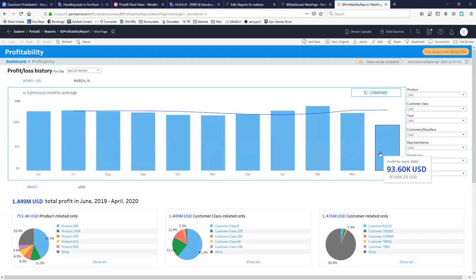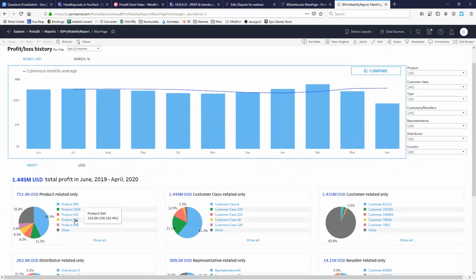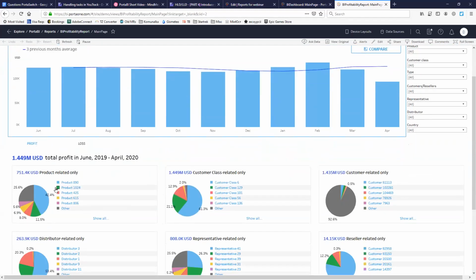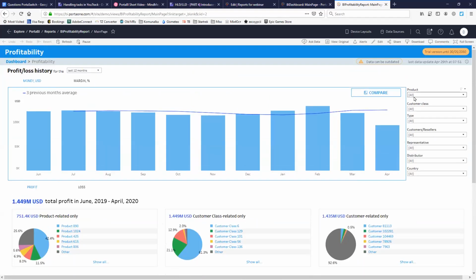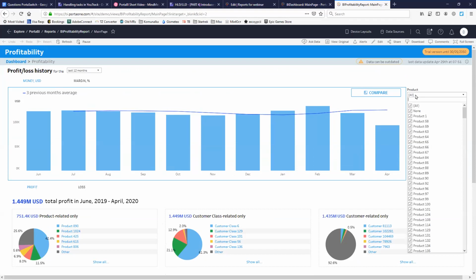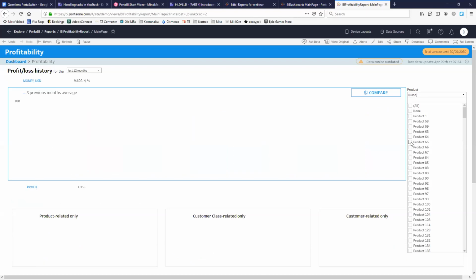So it shows you the profit as amount, and we can see how much profit we made. Again, different splits per product, customer, and so on. And let's say I want to see my particular product where I have various charges. I have a bundle. How is it doing in terms of profit? So let's pick a product number 65 in this case. And let's look at the profitability.